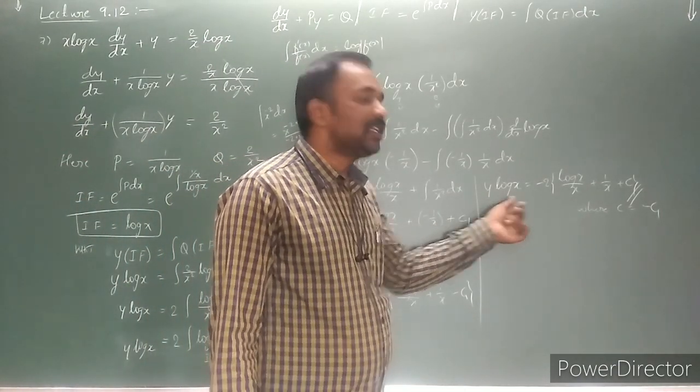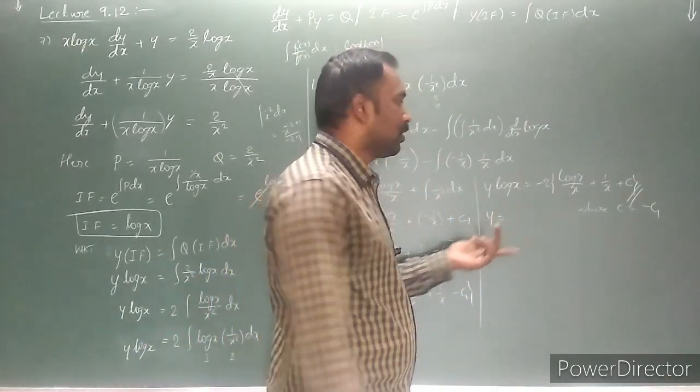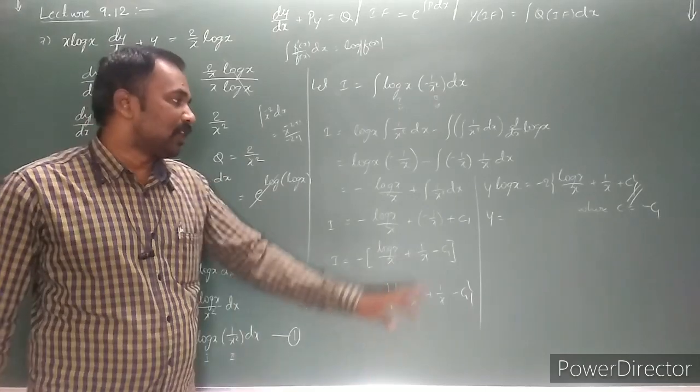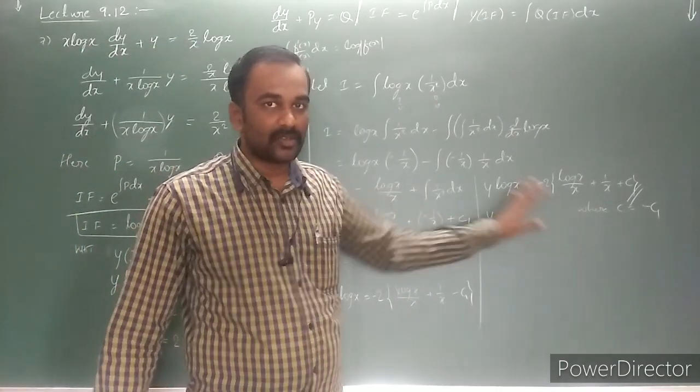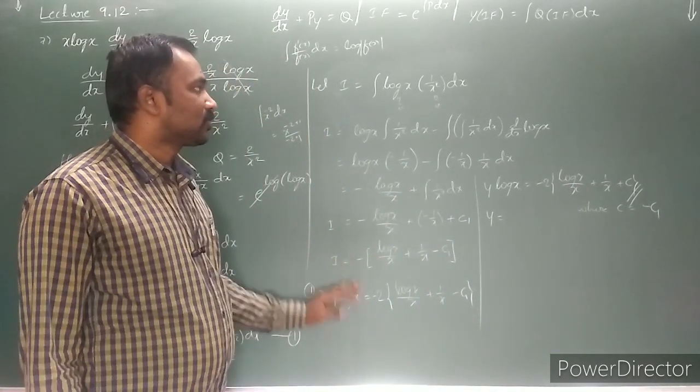And one more thing, we can divide throughout by log x. Then we can write y is equal to. Okay, no problem, if we keep this much as the final answer, we will get the full marks. Or else we can write y is equal to, dividing throughout by log x. Okay, so this is how we have to solve the problem.